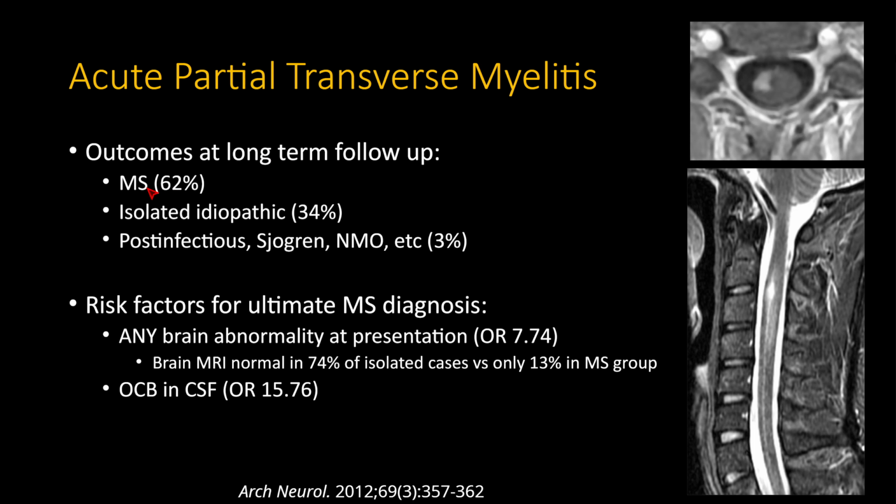So again, very important in these cases that MS is at the top of your list as to what this could be. Another like 30% or so of the time, it's just going to be an isolated event and it's going to be idiopathic. So you can see just MS and idiopathic cases account for almost over 90% of the cases. And then there's things like post-infectious, Sjogren, NMO, etc., that end up taking another 3% of the cases. Interestingly, in the series that I've read so far, I haven't seen any case of actual, true, active infectious myelitis presenting in this acute partial transverse myelitis syndrome.